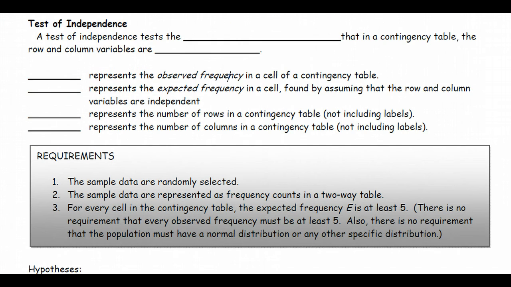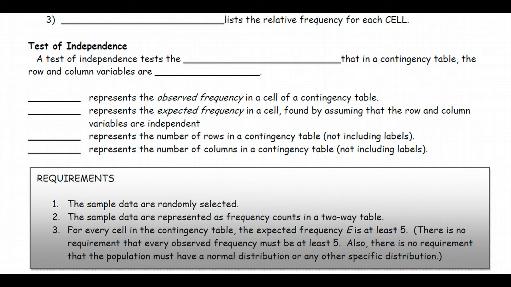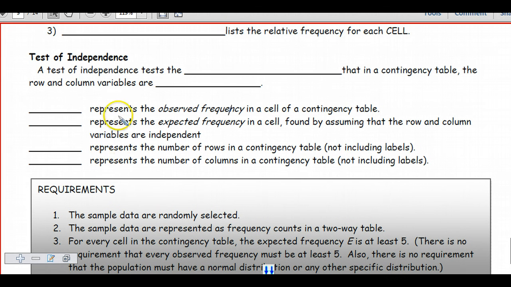A test of independence is once again a hypothesis test. So the test of independence tests the null hypothesis that in a contingency table, the row and column variables are independent. So once again, we're going to see some familiar notation, the observed and the expected, O and E, like we saw in goodness of fit.